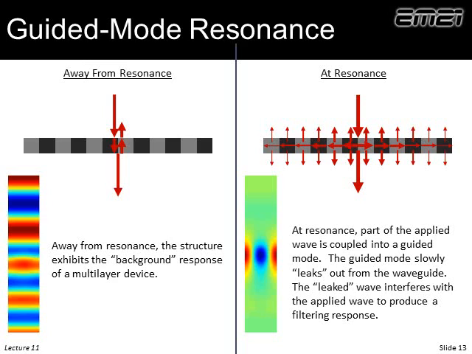So on resonance, an external wave gets coupled into a guided mode. As that's propagating, it sees the grating, it slowly leaks out, and it's the interference between the leaked wave and the applied wave that gives us a filter response.